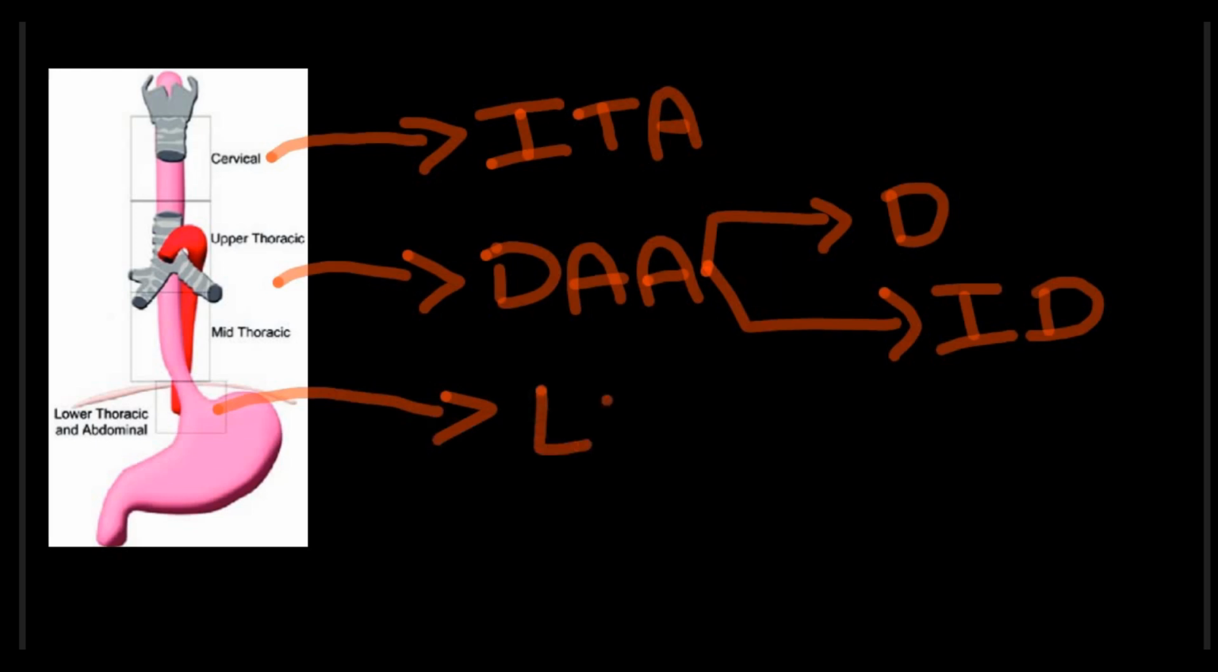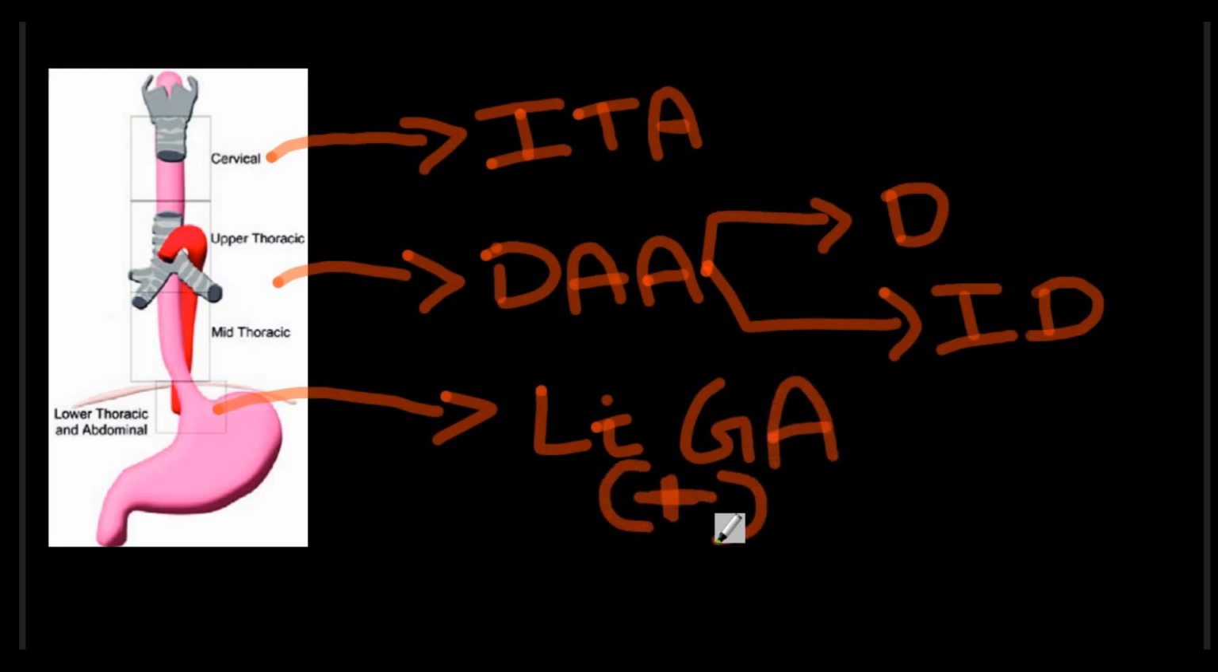It's the left gastric artery, but additionally, it's also supplied by the inferior phrenic artery. That's all for the arterial supply of the esophagus.